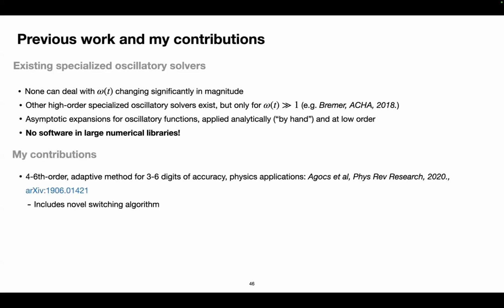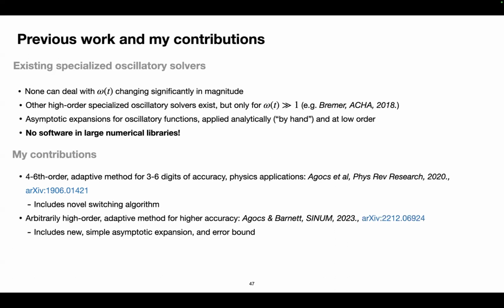So my contributions to this are two methods. One of them is adequate for typical accuracies that are required in physics applications, so 3 to 6 digits. And then the other one is so-called arbitrarily high order, meaning that if you want 12 digits, it will give you 12 digits and it will still be fast. And these I implemented as software, and they are published in the Journal of Open Source Software, or JOSS.